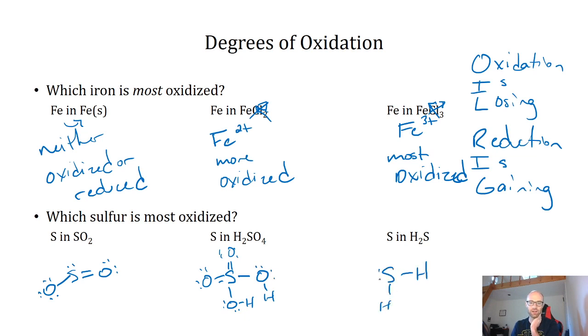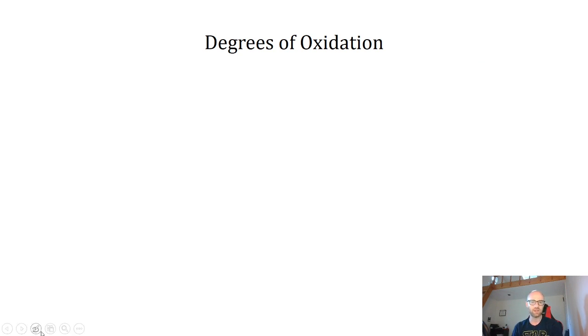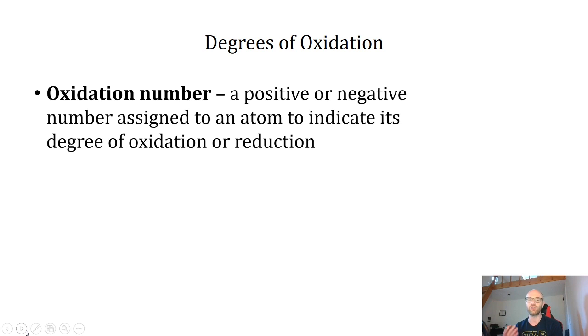Now, here's the thing. It's a little bit harder to have this discussion of oxidation is losing and reduction is gaining when all of your sulfurs are covalently bonded. For those who are wondering, this is the most oxidized, and this one is actually the least oxidized. If you don't know why, that's totally okay. Hopefully by the end of this, you will. But the way I knew that is by using something called oxidation numbers.